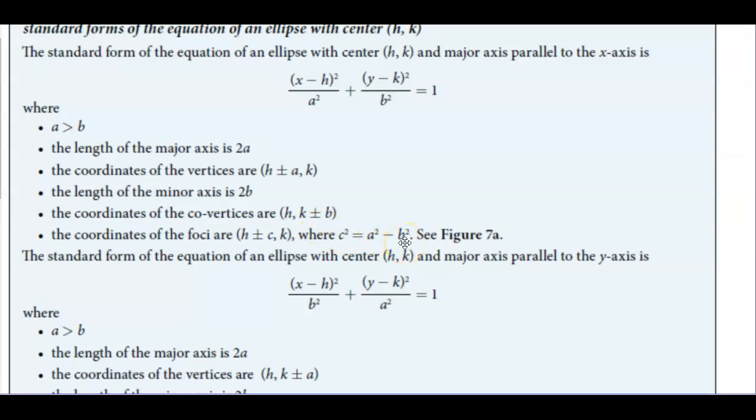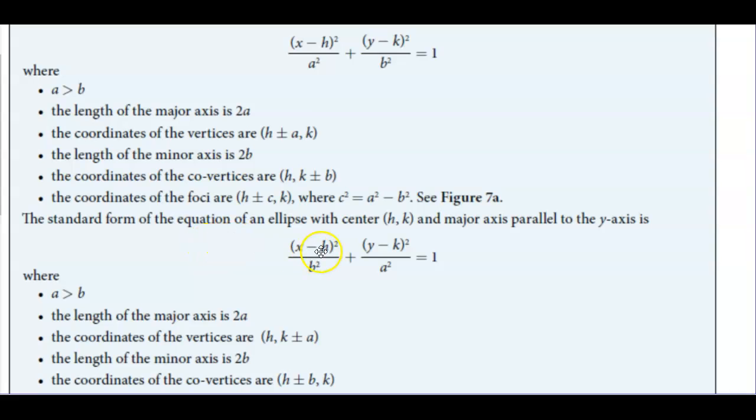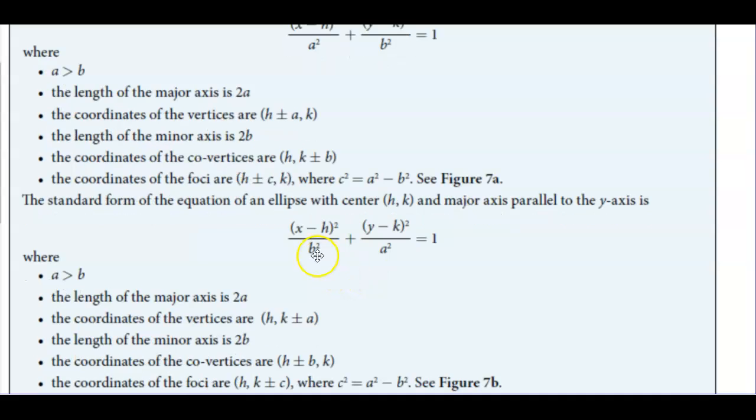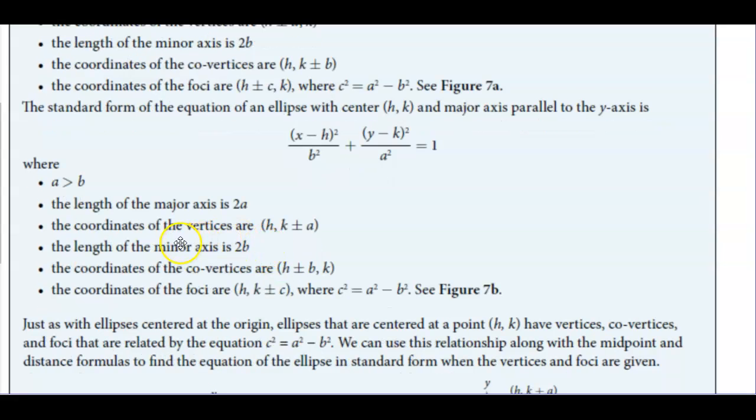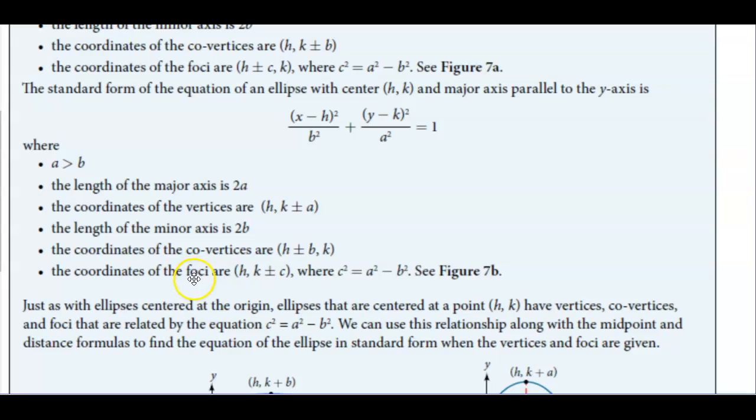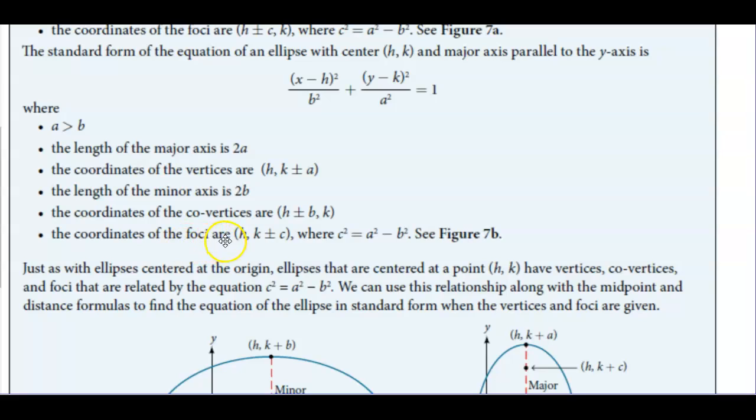squared minus b squared. Now the standard form of the equation of an ellipse with center (h, k) and major axis parallel to the y-axis is the following: (x minus h) squared over b squared plus (y minus k) squared over a squared, which is equal to 1. Where a is greater than b, the length of the major axis is 2a, the coordinates of the vertices are h, k plus or minus a, the length of the minor axis is 2b, the coordinates of the co-vertices are h plus or minus b, k, the coordinates of the foci are h, k plus or minus c, where c squared is equal to a squared minus b squared.